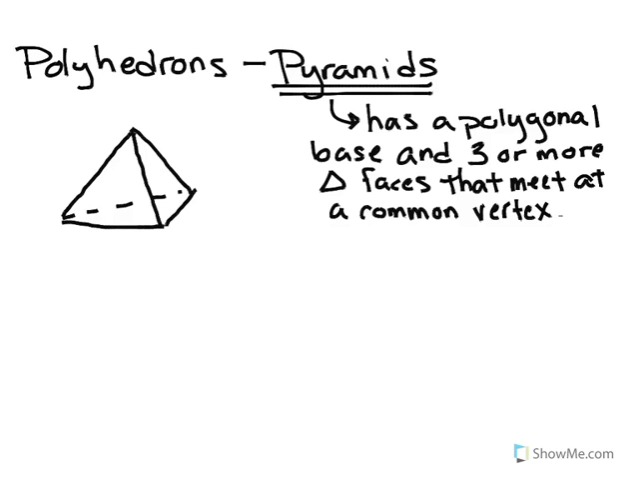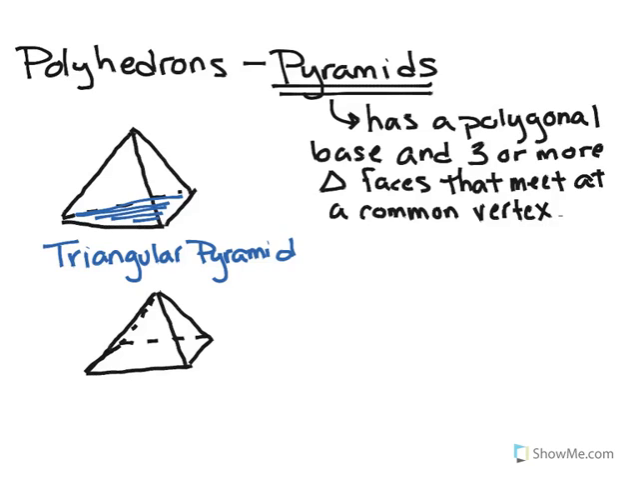So for the first one that we're going to take a look at, again, we name all pyramids and all polyhedrons by the shape of their base. And in this case, the base that we have is a triangle. So this is a triangular pyramid.